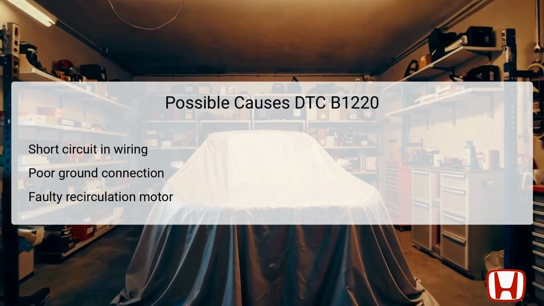Another possibility is the failure of the recirculation control motor itself, which might render it unable to properly control airflow. Lastly, if multiple short circuit codes appear simultaneously, it indicates that the problem may stem from a common ground issue affecting the entire power circuit. Therefore, a systematic investigation is necessary to isolate the specific cause effectively.